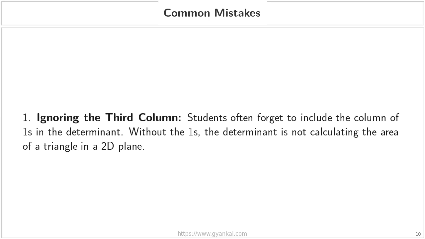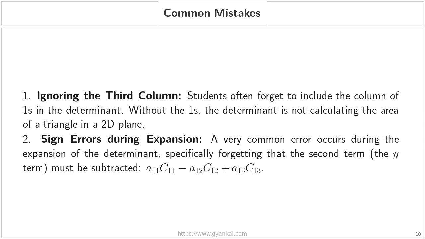First, keep a close eye on your determinant setup. A very common mistake is ignoring that third column. When you are setting up your matrix, you must include that column of ones. Without those ones, the determinant loses its geometric meaning and will no longer correctly represent the area of a triangle in a two-dimensional plane.